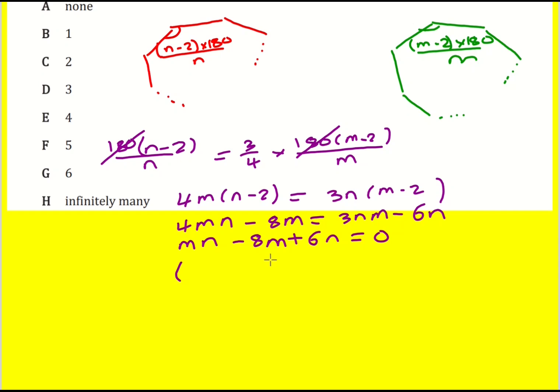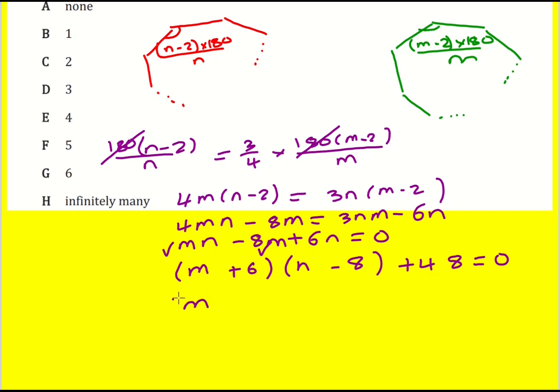Now what we can actually do is factorize this into two brackets. So I'll get m and n, so that one's sorted. And then if I want minus 8m, I'll put a minus 8 there. And then I'll need a plus 6 here. Now I know this isn't going to fully factorize. I'm completely aware of that. I've got an extra minus 48, so I'm going to need to add 48 on to make it all work.